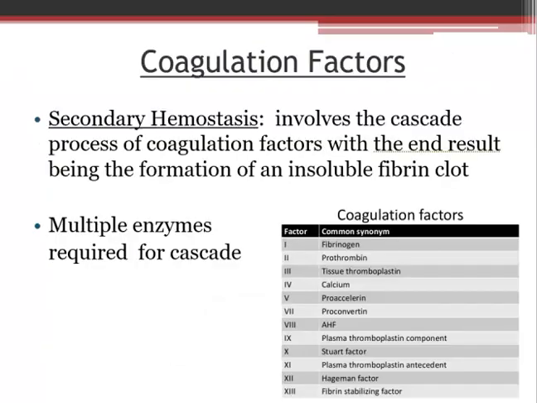Okay, for our coagulation factors, or our coagulation proteins, however you want to refer to them, just to remind us, we have 13 of them. And the secondary hemostasis involves the cascade process of the coagulation factors, with the end result being the formation of the insoluble fibrin clot. And there are also multiple enzymes that are required in the process of the coagulation cascade.